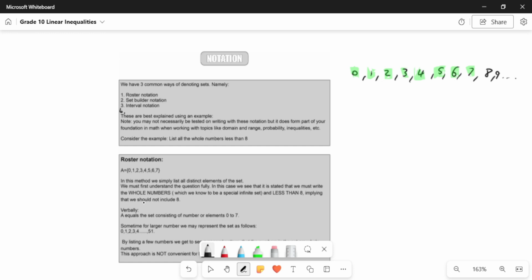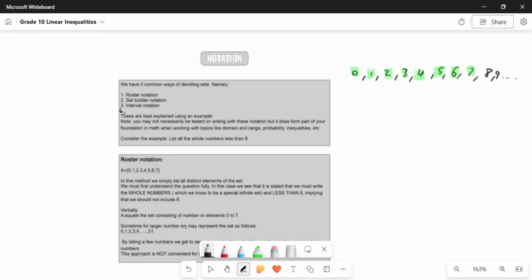That's very important. Verbally, we say A equals the set consisting of numbers or elements 0 to 7. The way we would denote this is, A is equal to an open brace, 0, 1, 2, 3, 4, 5, 6, 7, close the brace. And that's how you do roster notation. You list the distinct elements of the set.